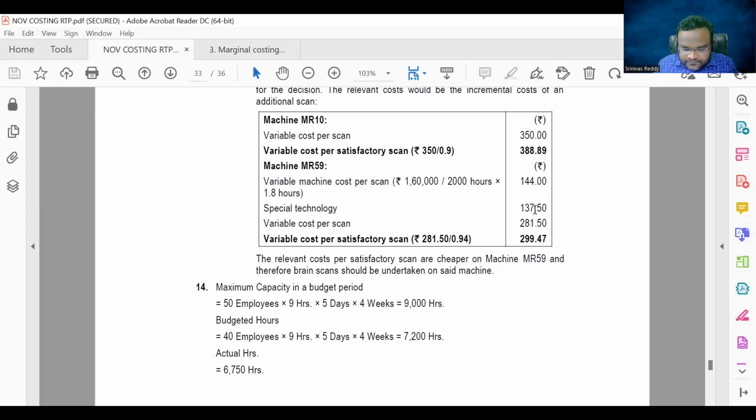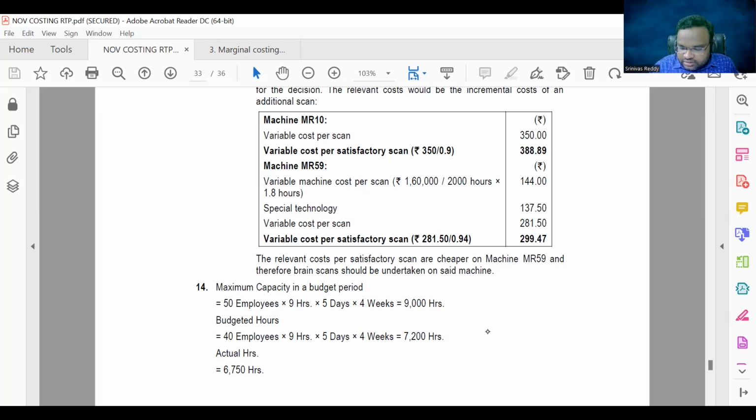So the fixed cost remains the same. Now, what is the variable cost of a satisfactory scan? You have assumed that fixed cost will remain unchanged, so we are comparing only the variable cost. It is 281.5. What is the rejection rate? Only 6%. So if 281.5 is for one scan, and I take it for 100, ultimately you get good ones only for 94. So 281.5 divided by 94 into 100. Understood? How much? 299.47. What is the variable cost here? 388. What is the variable cost here? 299.47. So that is the reason MR59 would be cheaper.